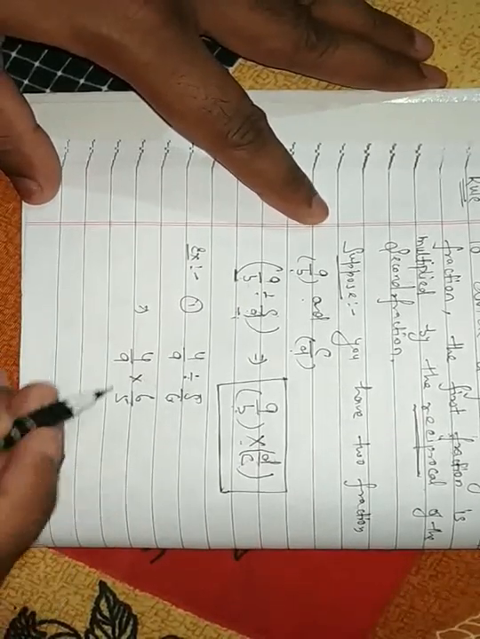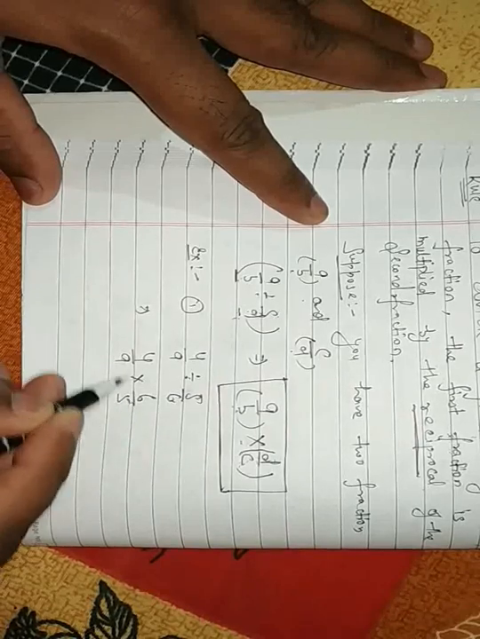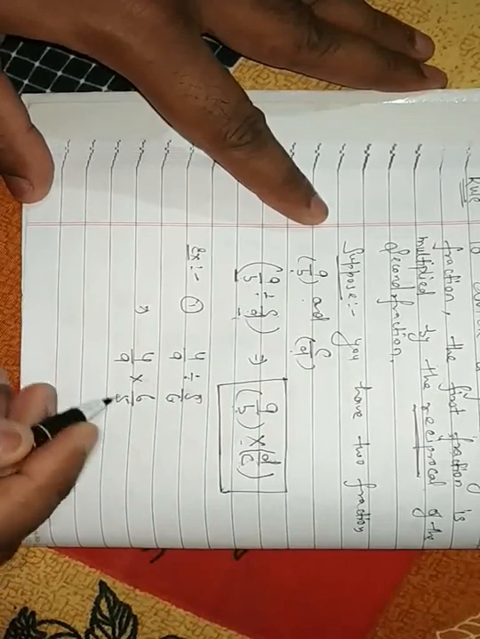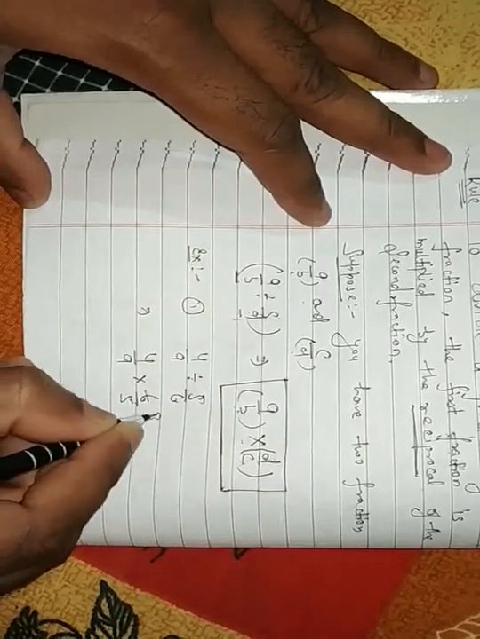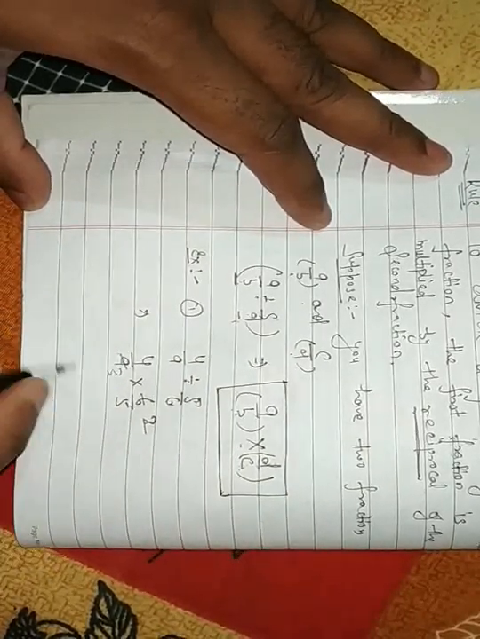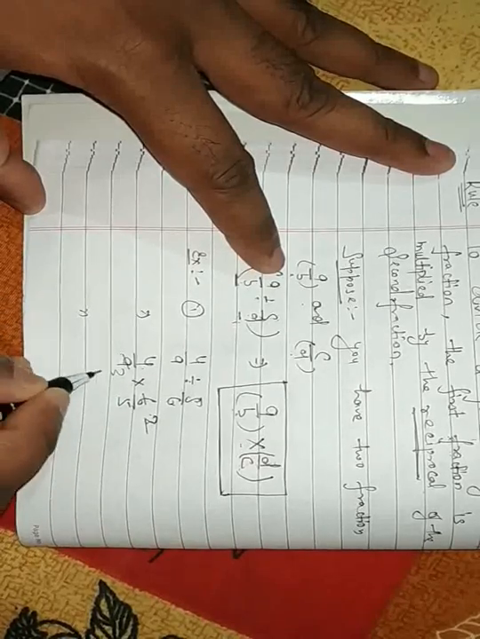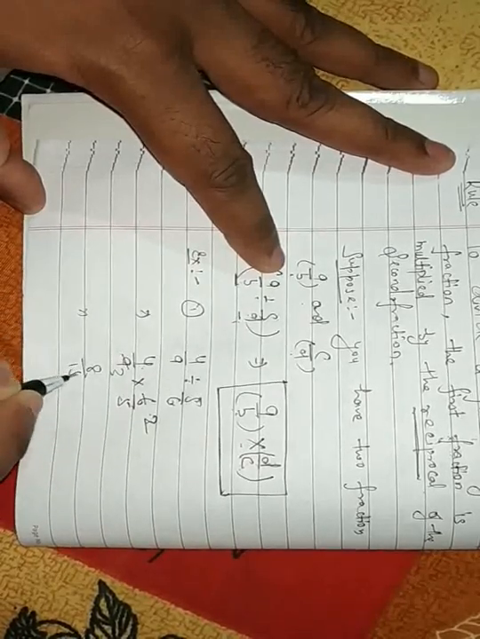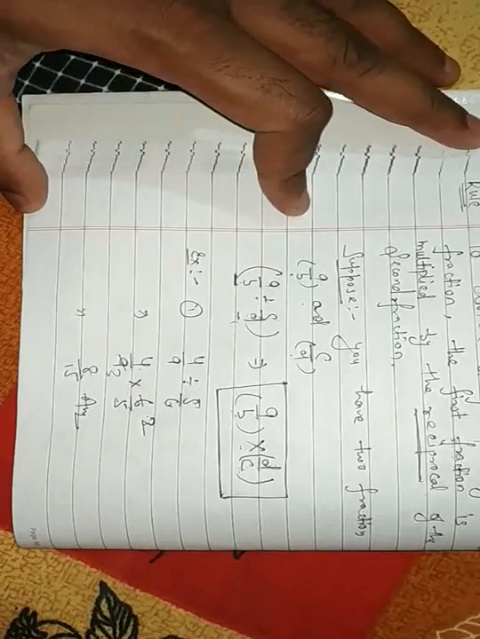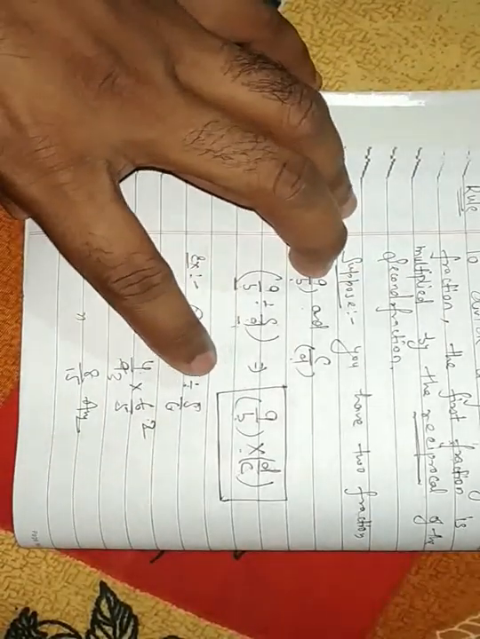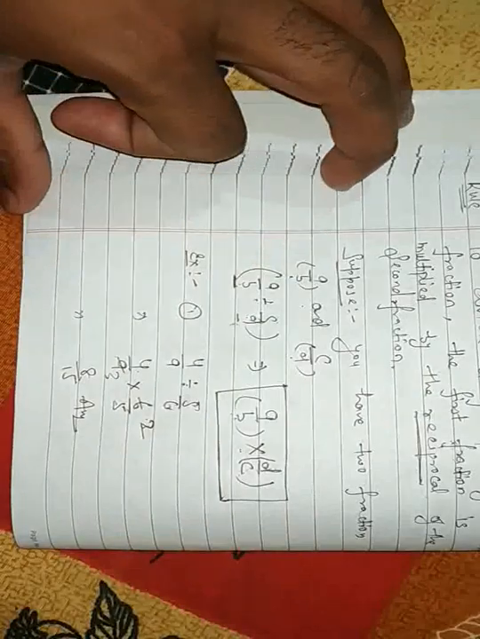Now we can see that both 9 and 6 are multiples of 3. They can be divided by 3. So 3 3s are 9. Sorry, 3 2s are 6 and 3 3s are 9. What do we get? 4 2s are 8 and 5 3s are 15. This is the answer for the division of 4 by 9 and 5 by 6.